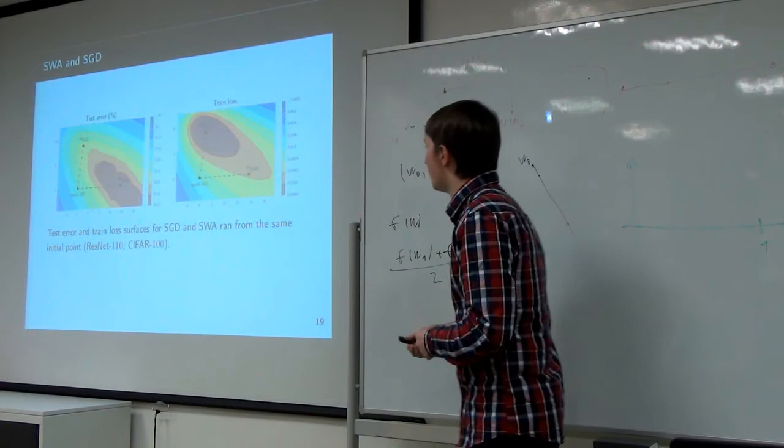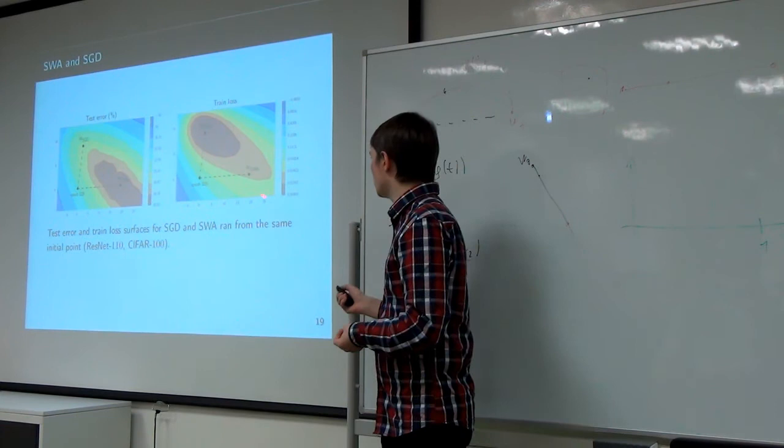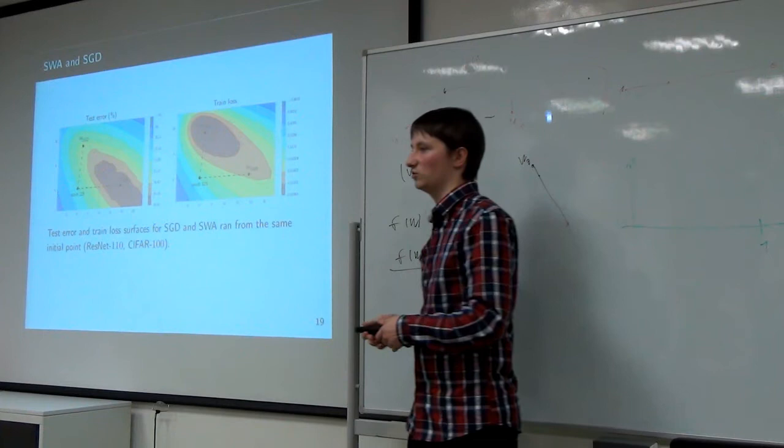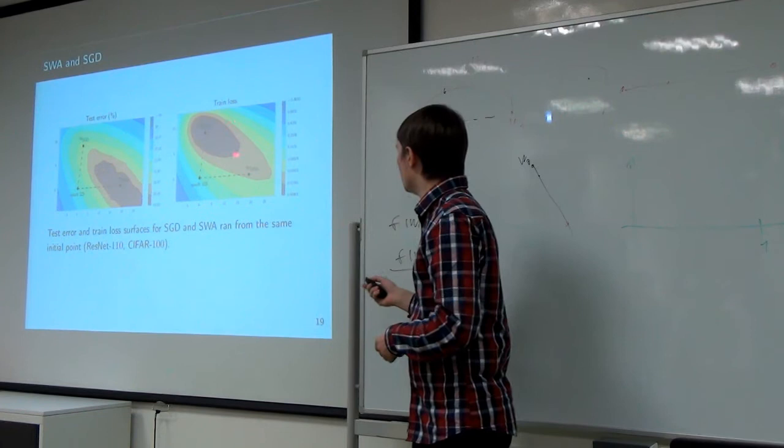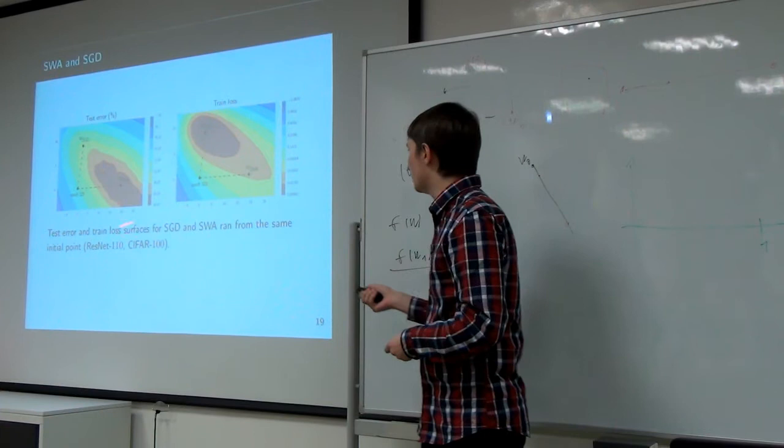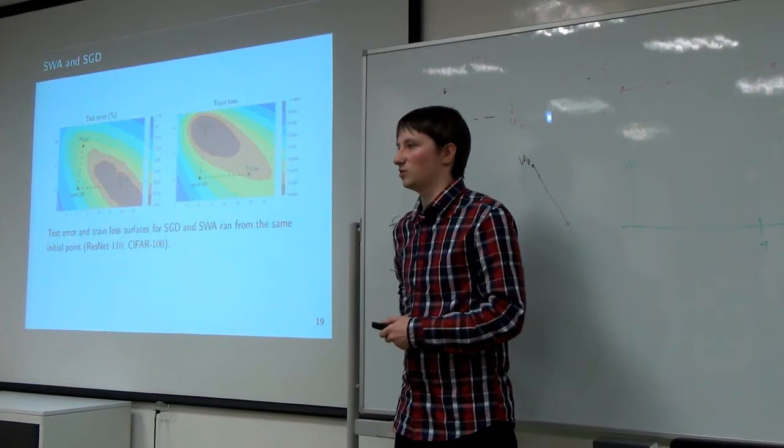Here we can see the test error and the train loss. The first thing that we can see is that the test error is shifted with respect to the train loss. So the optimum in terms of the train loss is here at the SGD point, and it turns out that the averaged point leads to good performance on the test, so it leads to better generalization.